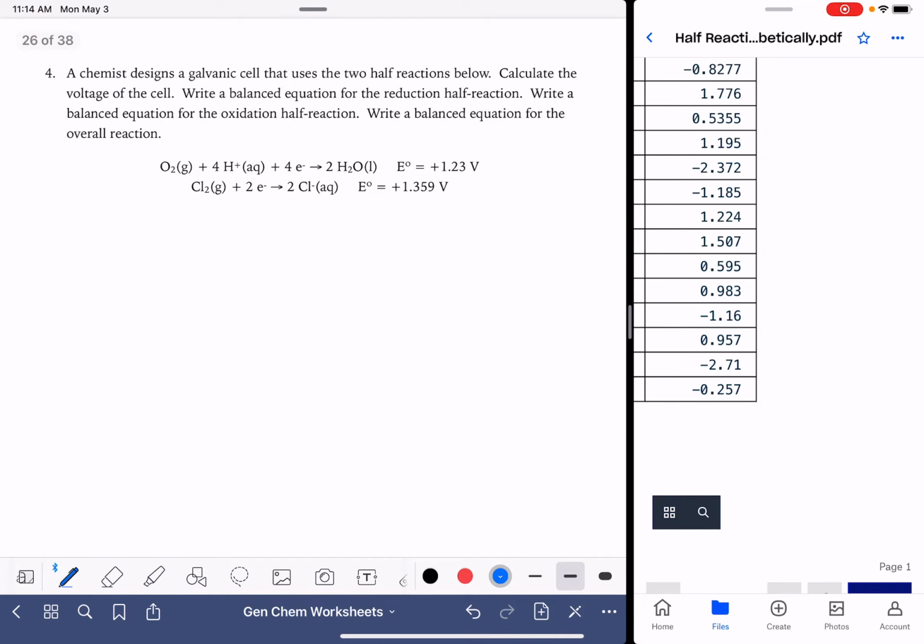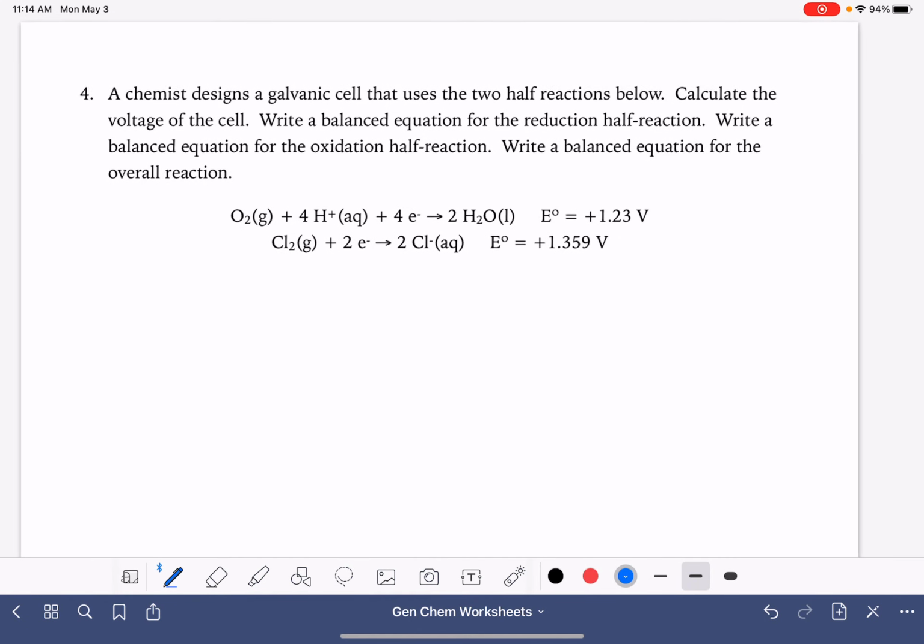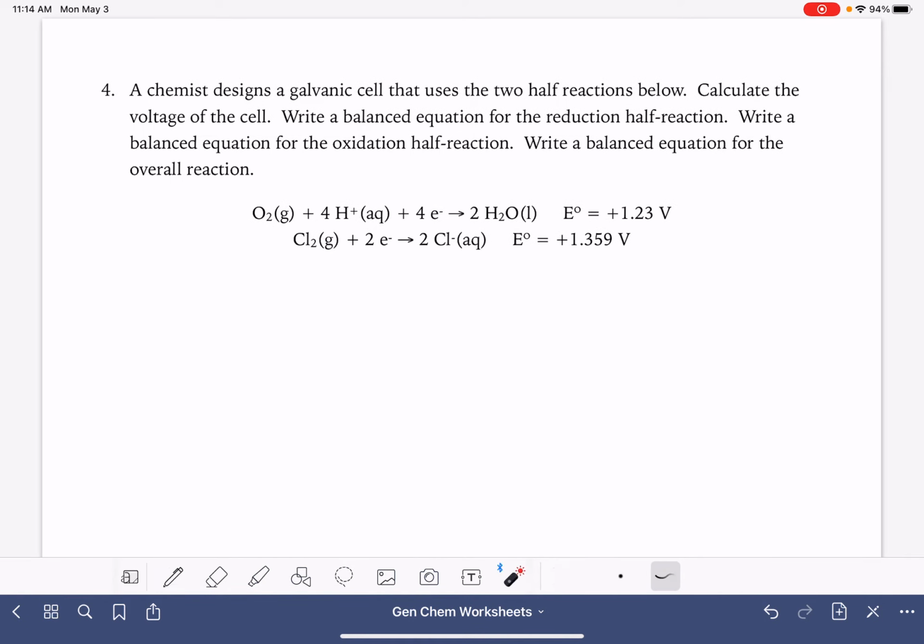We have one more problem on this worksheet that we can do. That's similar to the last one, so I'm going to get rid of this table of half reactions. We don't need it anymore. We get to practice this one more time. We have two reactions, both written as reduction reactions. We're going to calculate the voltage of the cell, write out the half reaction for the reduction, also for the oxidation, and the overall equation.